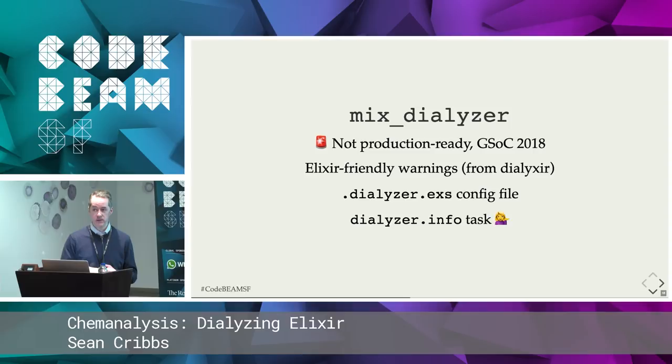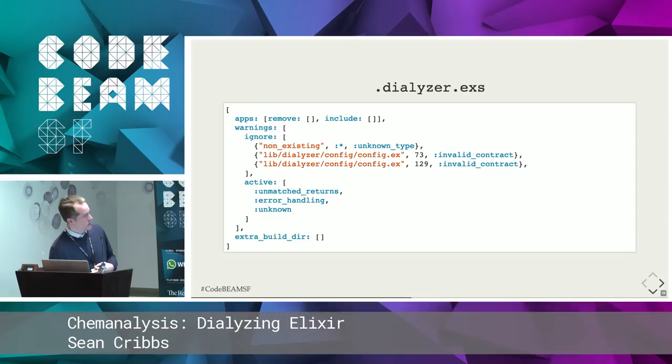So here's a quick code sample of what his dialyzer.exs file might look like. It's basically a keyword list of all the things. You can turn on particular apps to remove from your analysis or your PLTs, and include. You have a section of warnings that you can ignore, warning classes that you can turn on or off. And then he also said, well, maybe you want to include some extra path that's not on your code path normally, to include some other project. So that's pretty useful to have separate from the mix file.